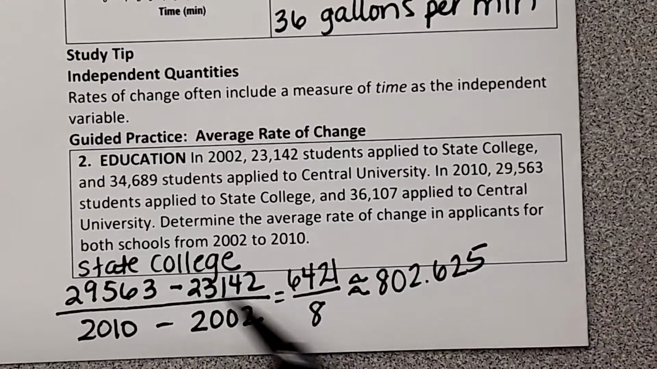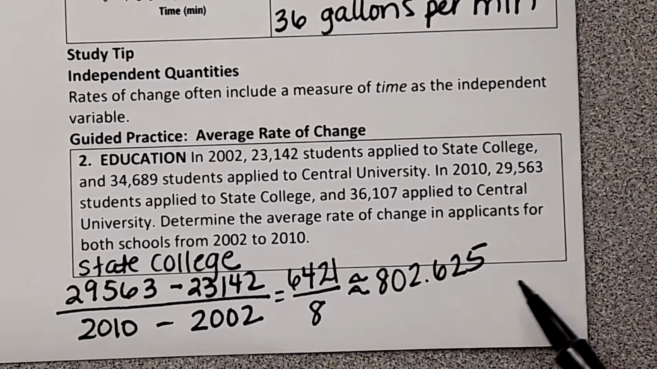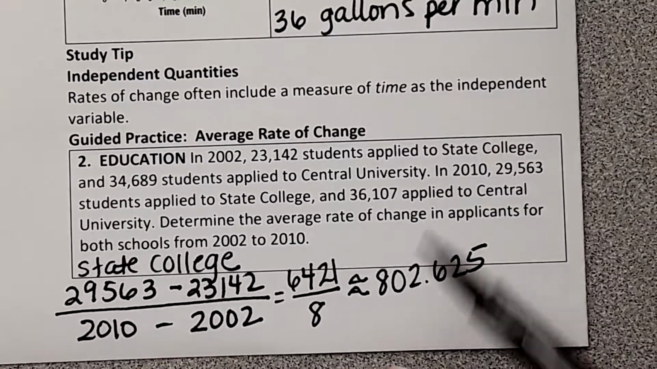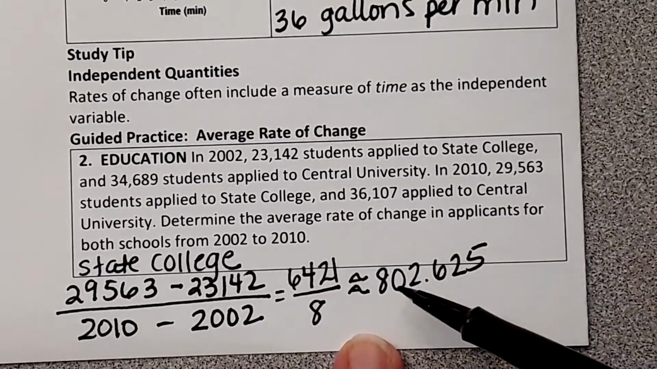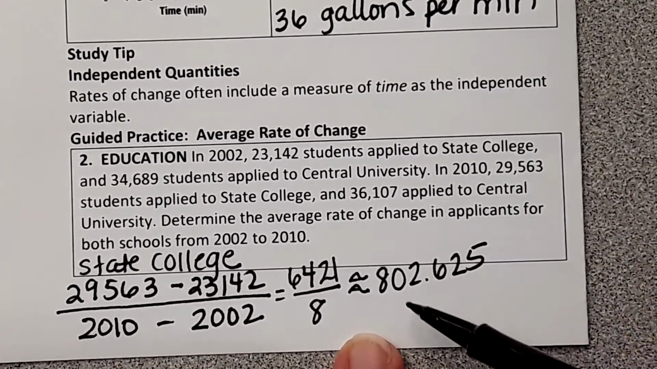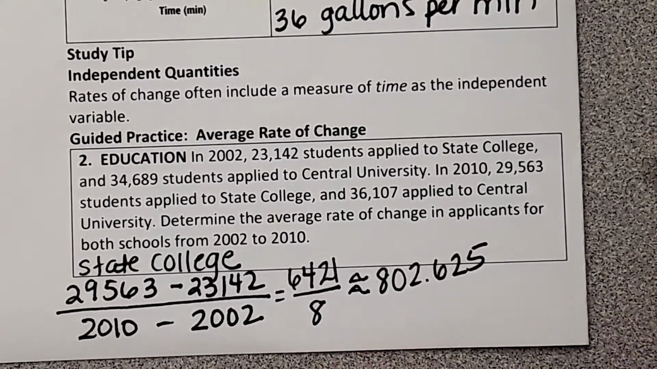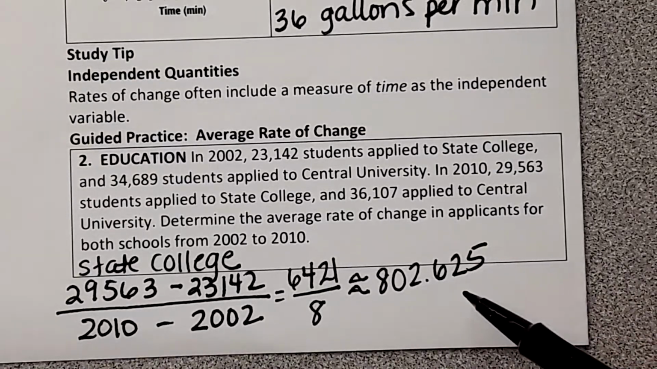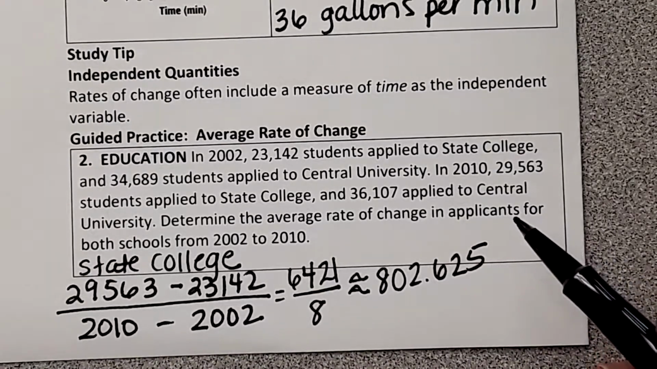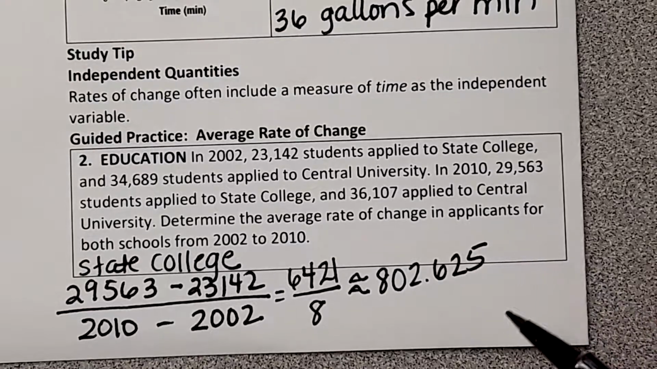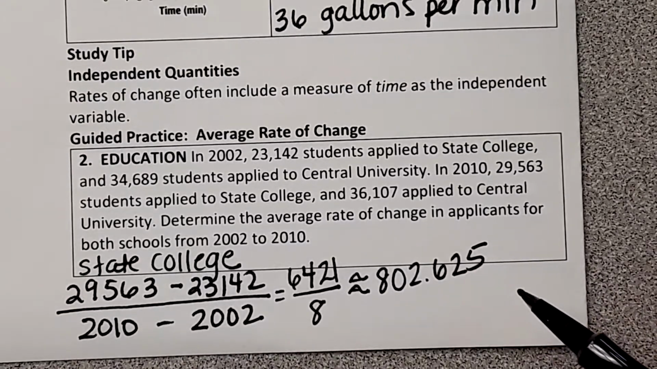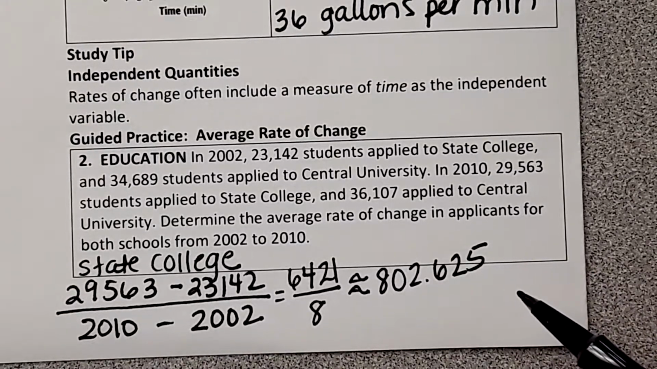So the rate of change, to determine the average rate of change in applicants for both schools. So there's approximately 803 applicants every, well, when we reduce this, this becomes 1, so every year. So the average rate of change in applicants is about 802.